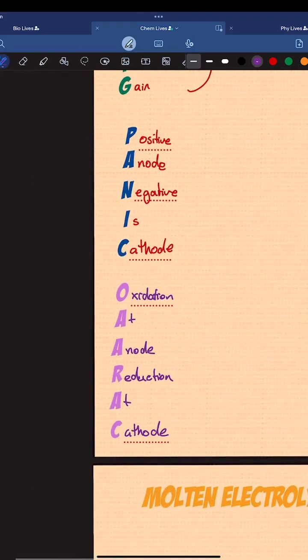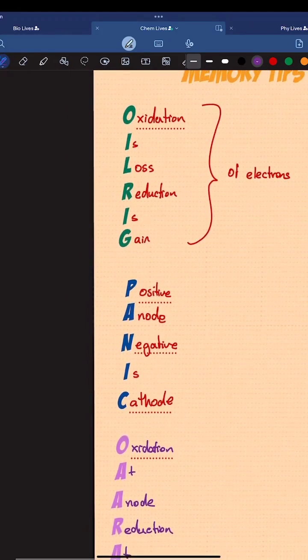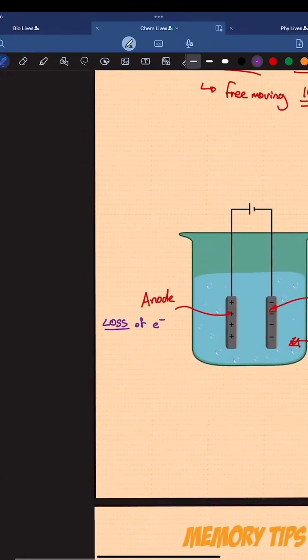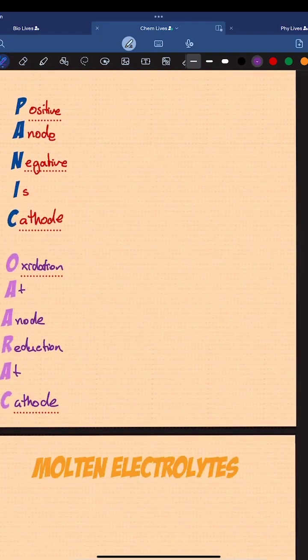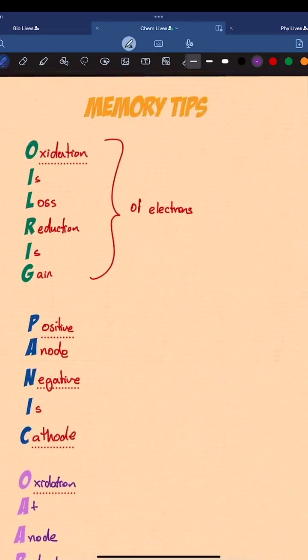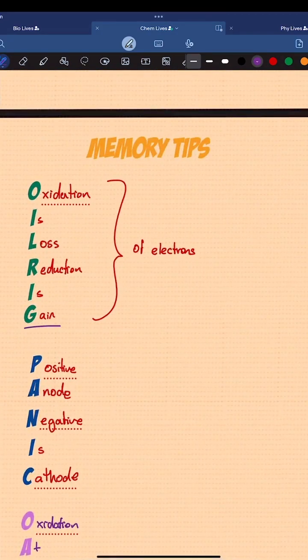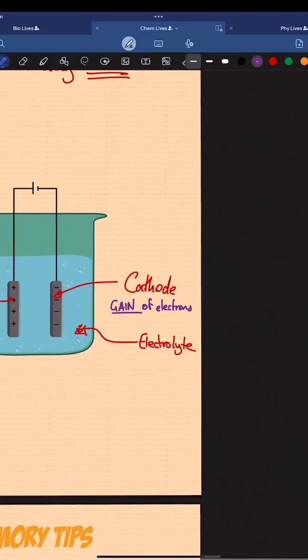So oxidation at the anode, and we know oxidation is loss. So at the anode, we've got electrons being lost. And then for reduction at the cathode, we know reduction is the gain of electrons. So at the cathode, we've got the gain of electrons. Hope that makes sense. Let me know if that makes sense, guys.